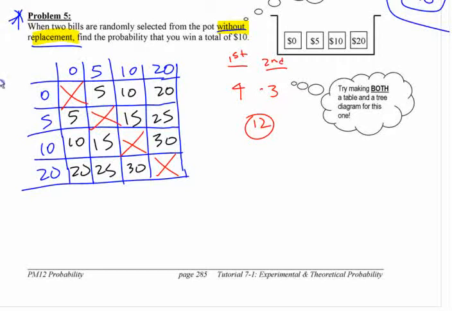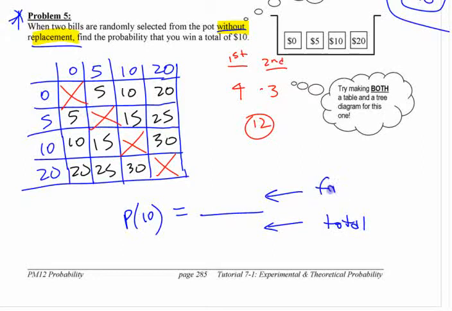If you want the chance you win a total of $10, what you need to do here, which of these two numbers should you look at first? The numerator or the denominator? Should you look at the total or the favorable first? Which should you look at first? Which should you count first if you're counting?